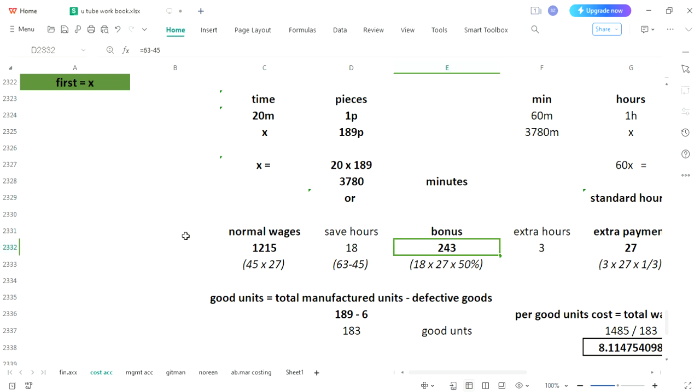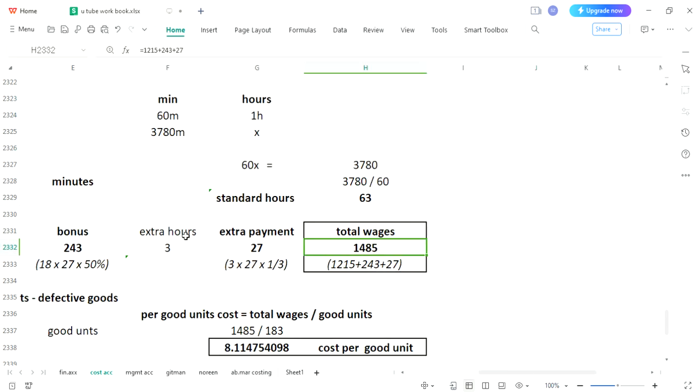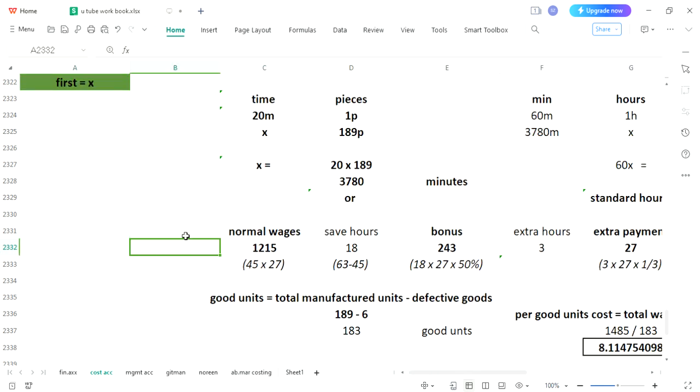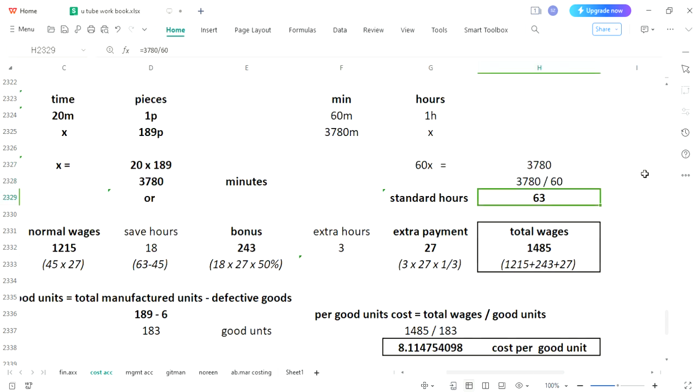First of all, we needed to calculate total wages, but there were 3 different criteria of wages. First, normal wages. That means number of hours worked multiplied by per hour rate, and this is the way you have used to calculate normal wages. Now in the question there was a second option. If some worker saves time, they will be given a bonus. Worker X had saved 18 hours, and we have calculated our standard time over here, which was 63, and he had completed this work within 45 hours. It means 18 hours saved.